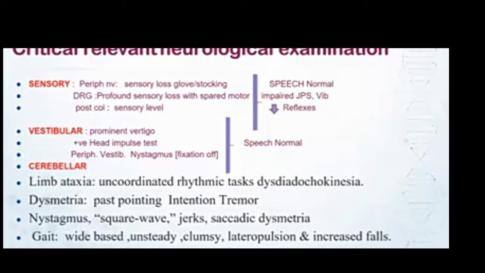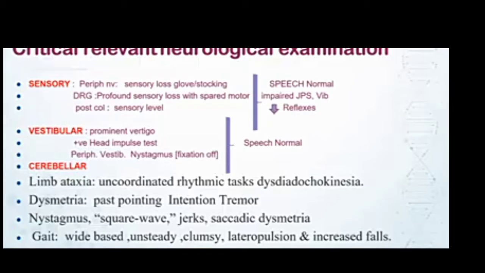Next slide. So a few relevant examinations help us to come to a diagnosis of the kind of ataxia. When it's a sensory ataxia, there is a peripheral neuropathy in the form of glove and stocking sensory loss, or a dorsal root ganglion problem, where there is a profound sensory problem with a spared motor system and loss of reflexes, loss of posterior column sensation, vibration, and joint position senses, along with occasionally a myelopathic situation where the spinal cord is involved, but there is a sensory level. So all these are associated with normal speech, which helps to differentiate from the cerebellar ones.